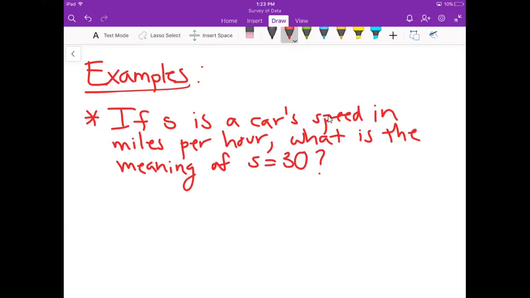It's just a car's speed in miles per hour. So we know that S could be several different numbers. It's varying. But what if we put a constant to that variable? We set it at 30. Then what does that mean?